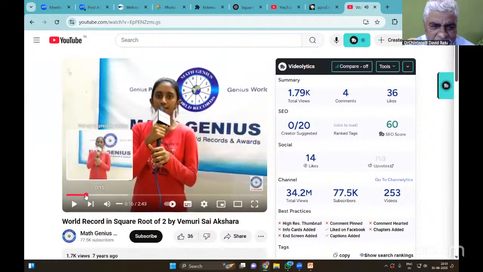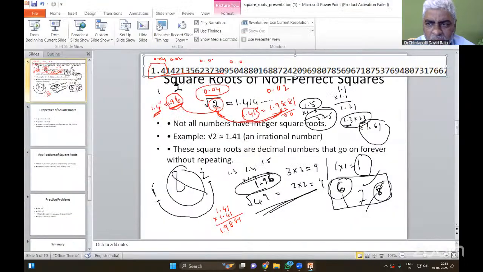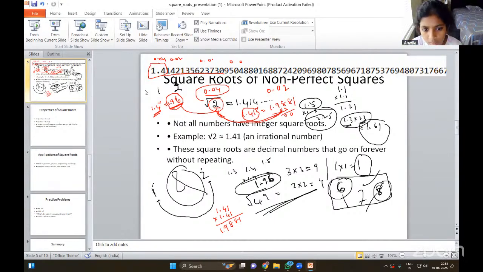1.41422135. Just wait. Do you remember? Tell as many digits as you can. How many digits can you tell? 1 point, just 3 or 4. Okay, sir, tell. 1.41421356237330950801. Enough. In a few seconds, try in 10 seconds, try to remember as many as you can.